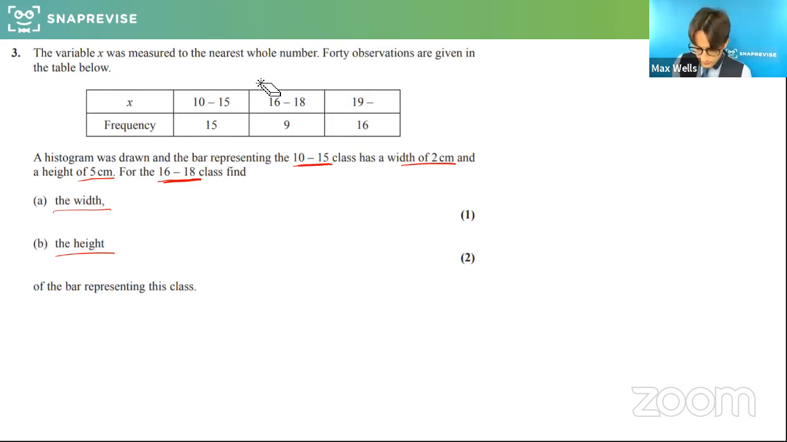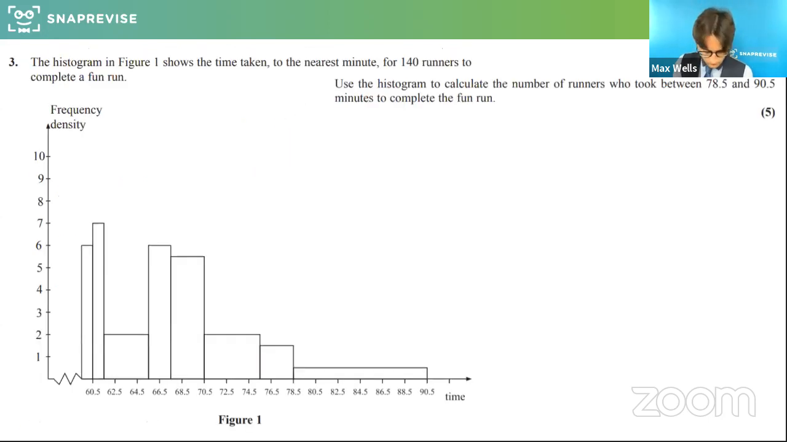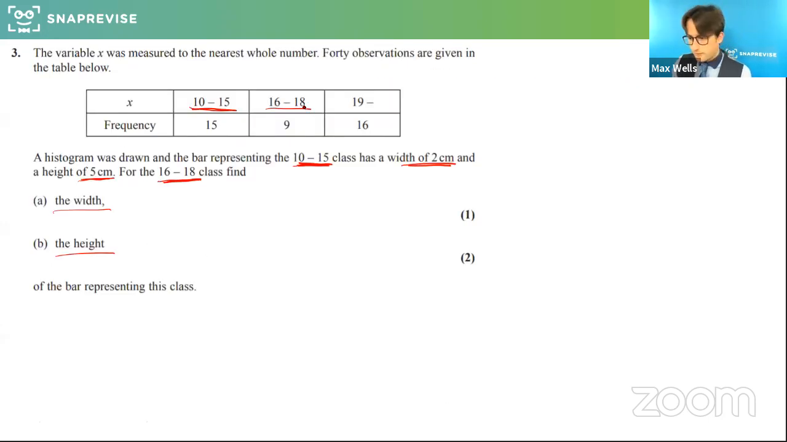Now, we know that for this class, it had a width of 2 and a height of 5. So if this, which has a width of 6, has a width of 2 centimeters on our diagram, what will it be for this one? Whoops, sorry about that. What will it be for this? Excellent. So this one will have a width of 1 centimeter because it's on the same axis, same scale. Because that's half the width, it would be half the width on the histogram as well.